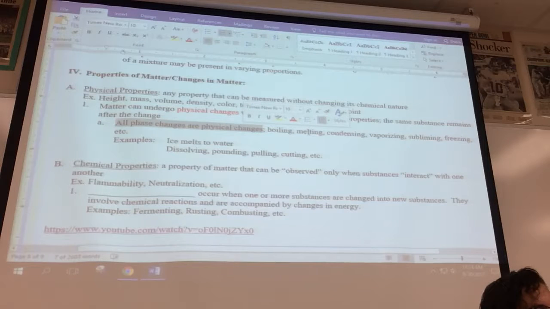You can boil a substance, melt a substance. What does it mean to condense? When a substance condenses, what happens to it? Changes from a gas to a liquid. Exactly, it changes from a gas to a liquid.